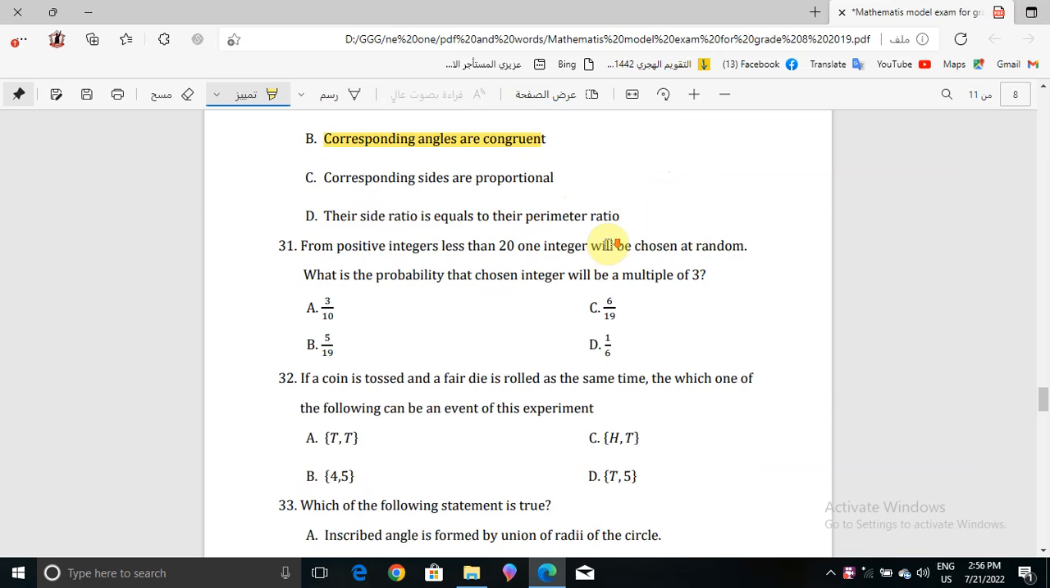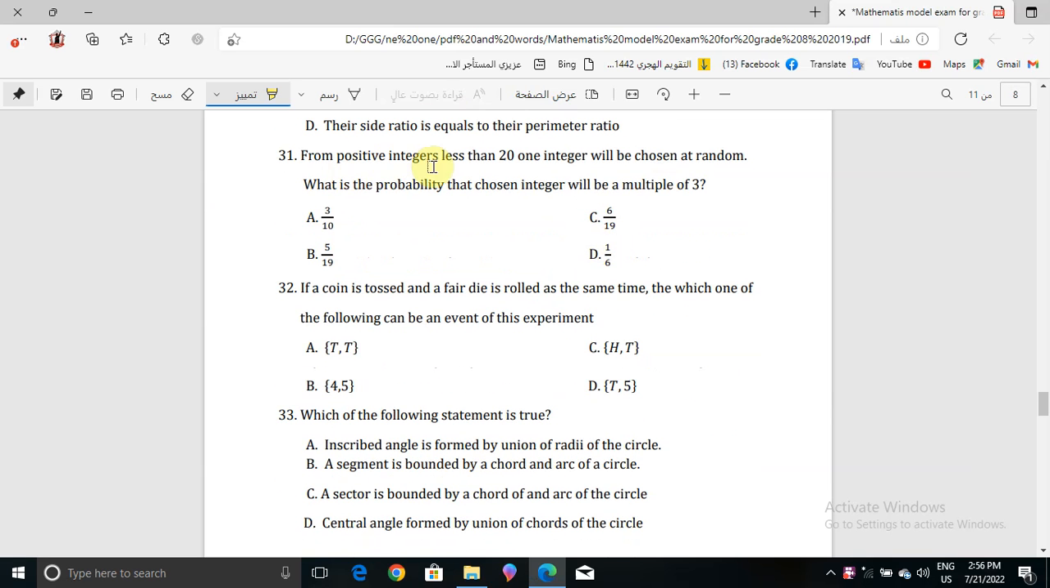Okay, now in question number 31, from positive integers less than 20, one integer will be chosen at random. What is the probability that the chosen integer will be a multiple of 3? First of all, it said what? Less than 20, right? So it will be 19. Okay, and here it says what is the probability that the chosen integer will be a multiple of 3.